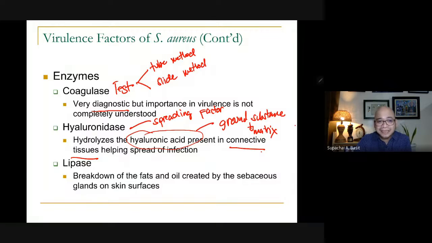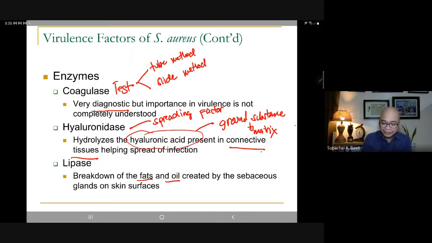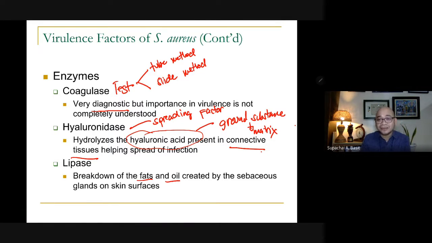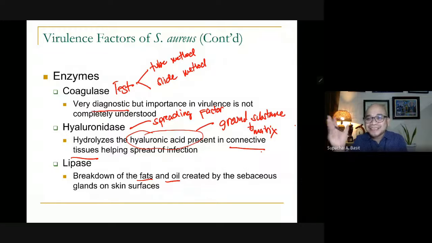Lipase is another enzyme, and it can cause breakdown of fats and oil created by the sebaceous glands on the skin surface. That's why the more oily your skin is, the more prone you are to get pimples caused by Staphylococcus aureus, because you're feeding more oil to the bacteria. Hence, oiliness is next to ugliness.